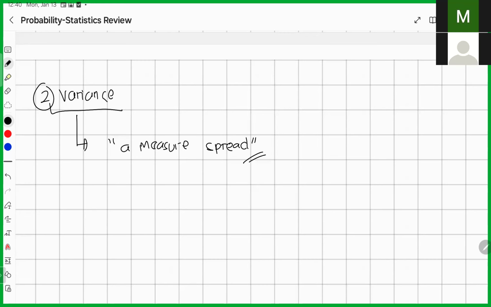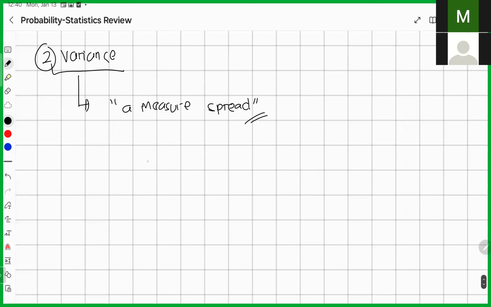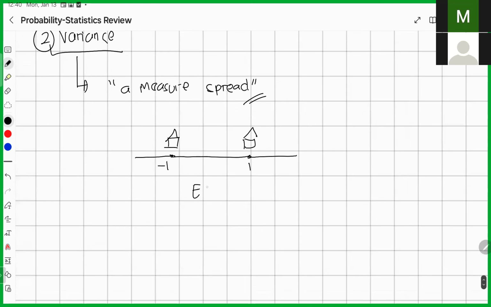For example, let's say you have two houses here, okay? This is the first house, and then the second house. In coordinates, one is located at -1, and this one is located at +1. And then if you look at the expected value, for sure it's going to be 0, right?